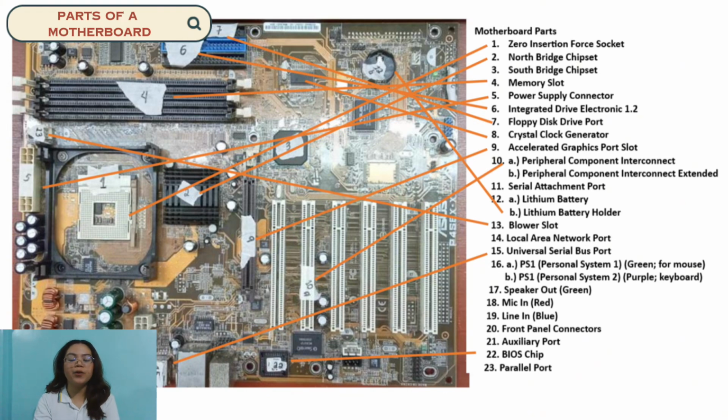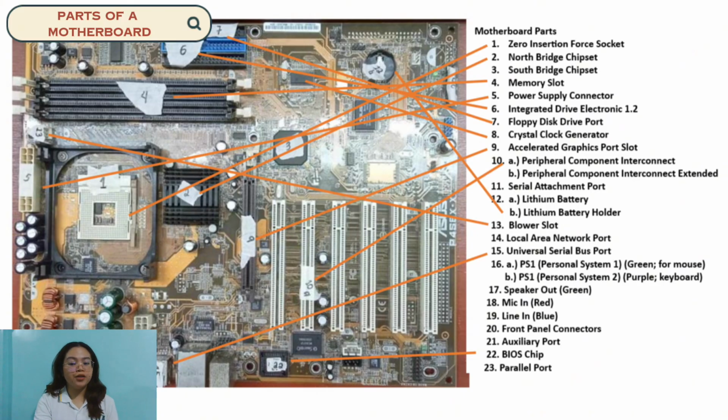Next is the SATA port. SATA ports serve as the primary interface for connecting storage devices to the computer system, facilitating high-speed data transfer and efficient cable management. Next is the lithium battery. Lithium batteries, often found in motherboards, power the real-time clock and maintain BIOS settings when the computer is off.